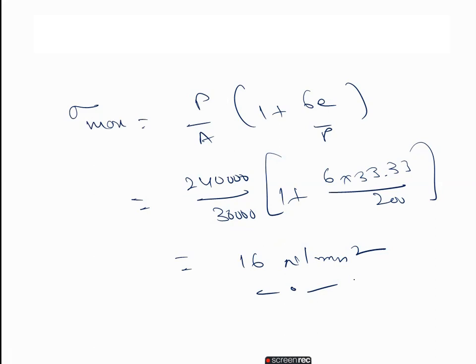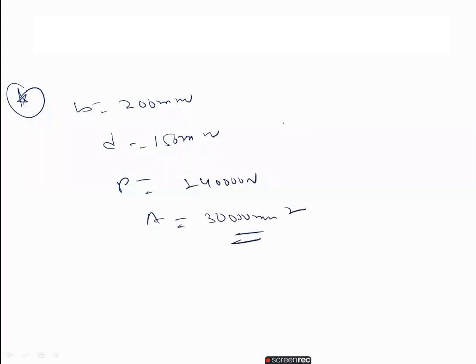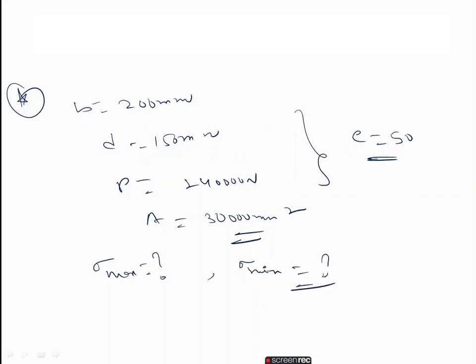In the same way, if you take another problem with the same data, B equal to 200 mm, D equal to 150 mm, P equal to 240,000 newtons and A equal to 30,000 mm square, but here they take an eccentricity E value of 50. Now they are asking to find the maximum and the minimum stresses, sigma max and sigma minimum, and also plot these stresses along the width of the section.